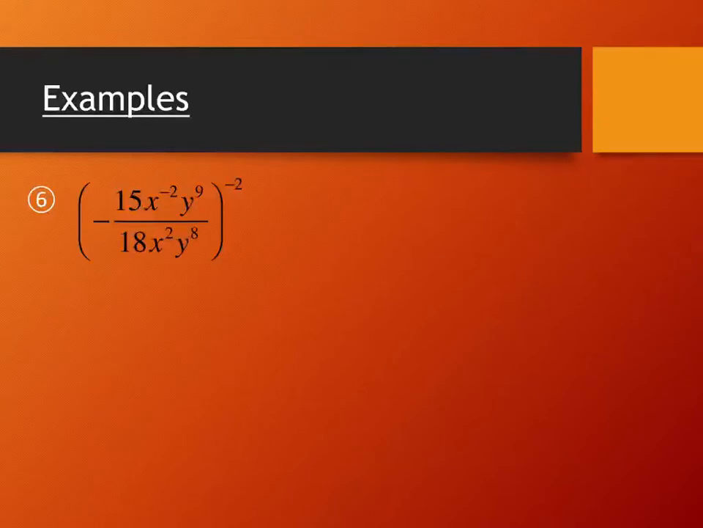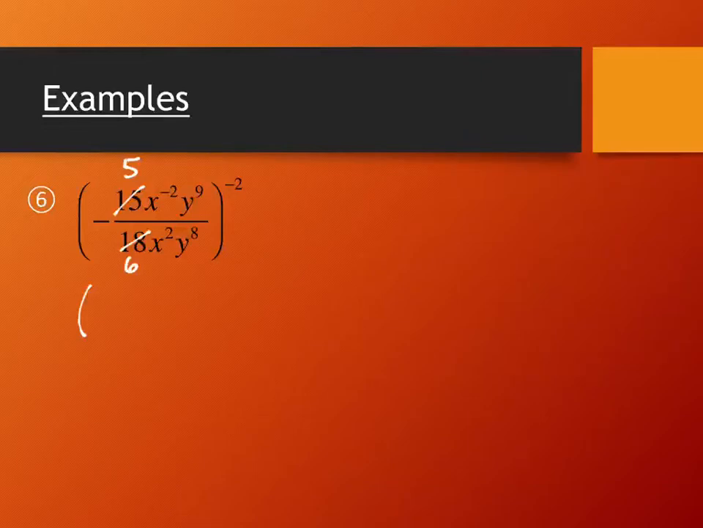15 and 18 actually reduce. What do they both have in common? Yeah, the 3. So the 15 divides by 3 for 5. The 18 divides by 3 for 6. I'm going to move my x to the negative 2 down on bottom, because like I told you, that's how I usually think about them, is shifting things that way.